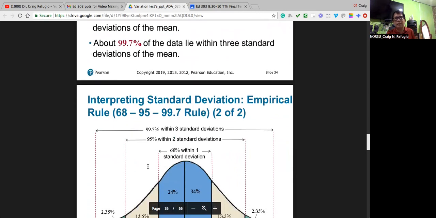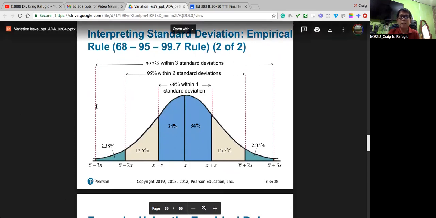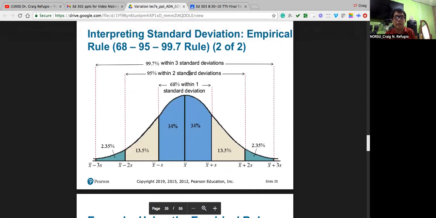So interpreting the standard deviation, empirical rule, 68-95-99.7. Remember, this one is what we call the normal curve. This is the standard normal curve or the normal distribution. We call this the bell shape or the normal distribution or the symmetric distribution. The total area found in the graph is 100%. And we have some divisions according to the empirical rule. This 34% and 34%, so the total is 68%, for one standard deviation.